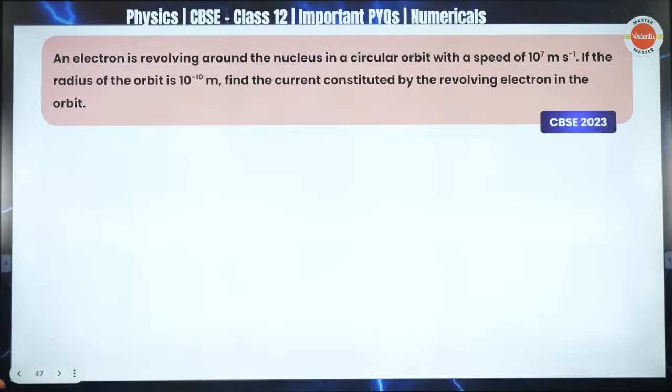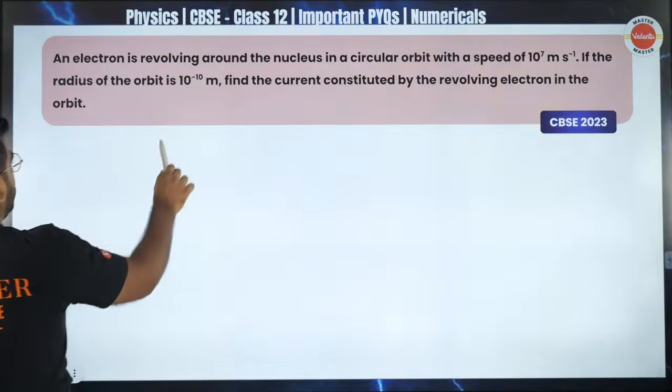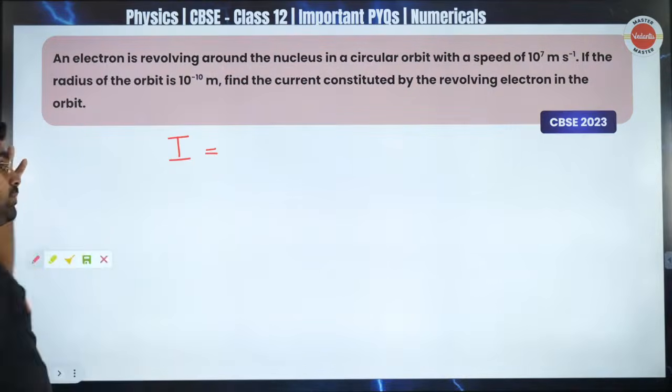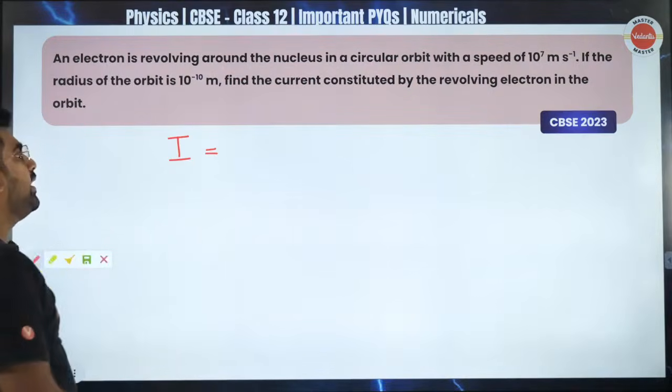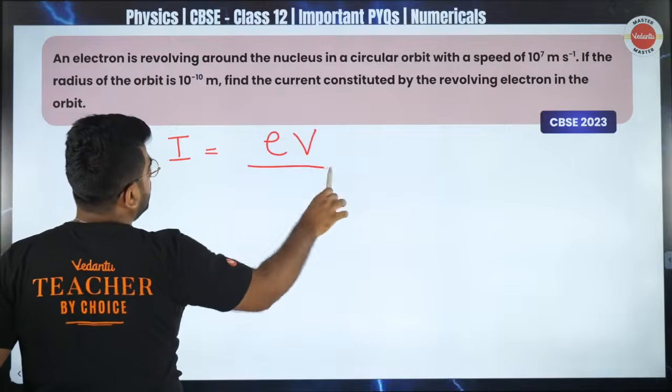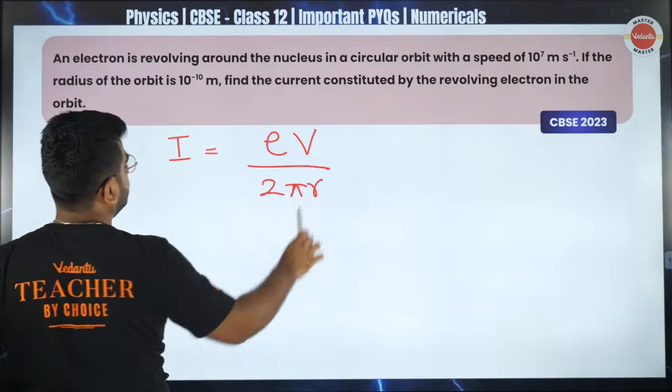Okay, let's go forward. Next one. So, electron revolving. Guys, there is a direct formula for this. You can remember it. Current is equal to what? I think it's EV by 2 pi R, right? So can you all please note it down?